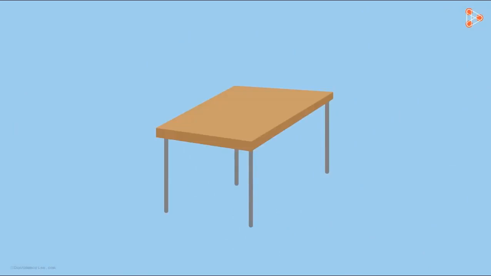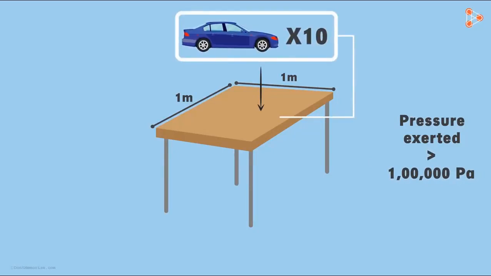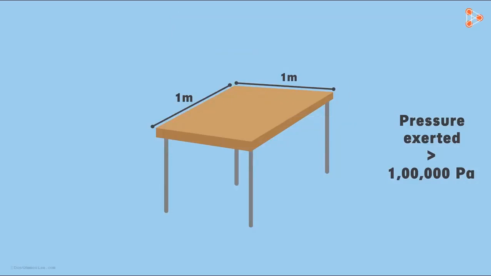For example, if I take a table with an upper surface of 1 by 1 meter, the pressure exerted by the air on the table in the downward direction is greater than 1 lakh Pascals. This is equivalent to 10 cars being put on this table. Yes, 10 cars. I know what you must be thinking. Why doesn't this surface collapse under this huge pressure?